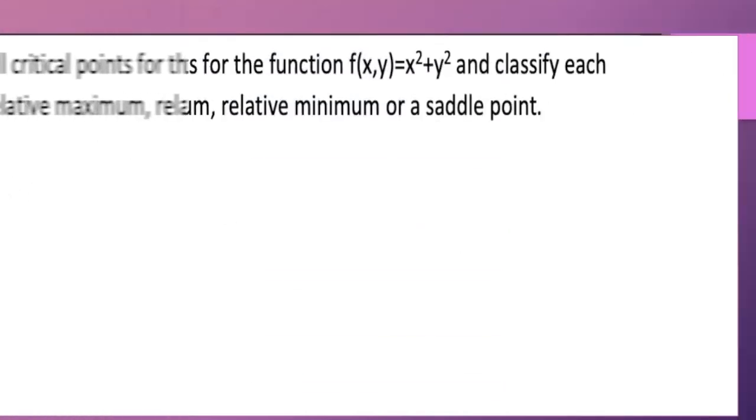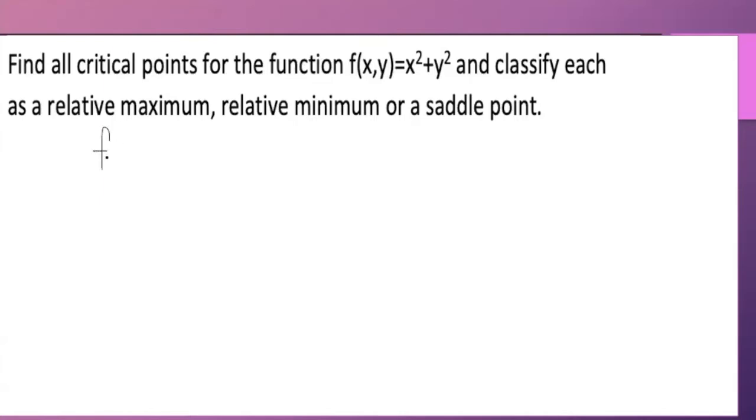For this example, it states: find all critical points for the function f(x,y) equals x squared plus y squared. If you realize, I have the variable x and the variable y, and classify each as a relative maximum, relative minimum, or a saddle point. First, it asks for the critical points.